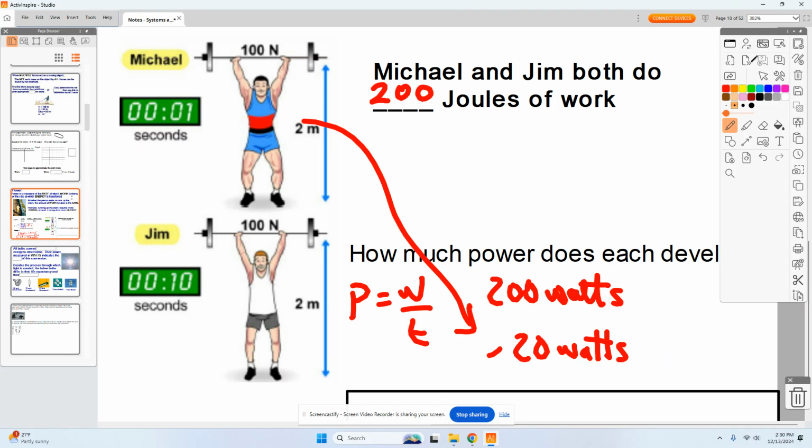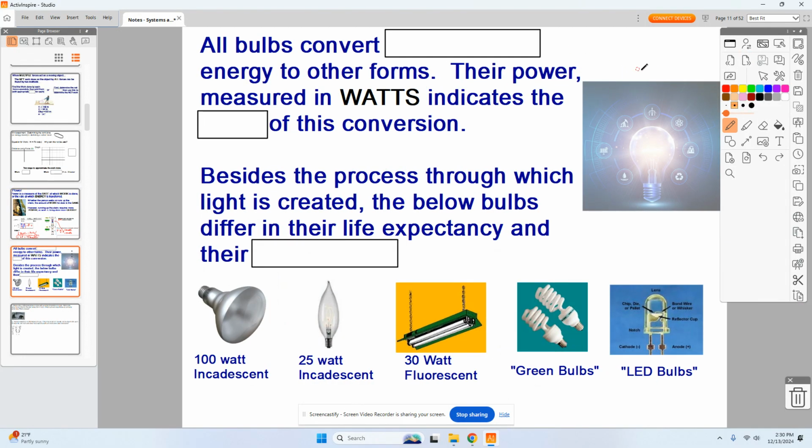All right, let's take a look at some light bulb stuff. All bulbs convert electrical energy into other forms. Power just measures the rate at which they do that.